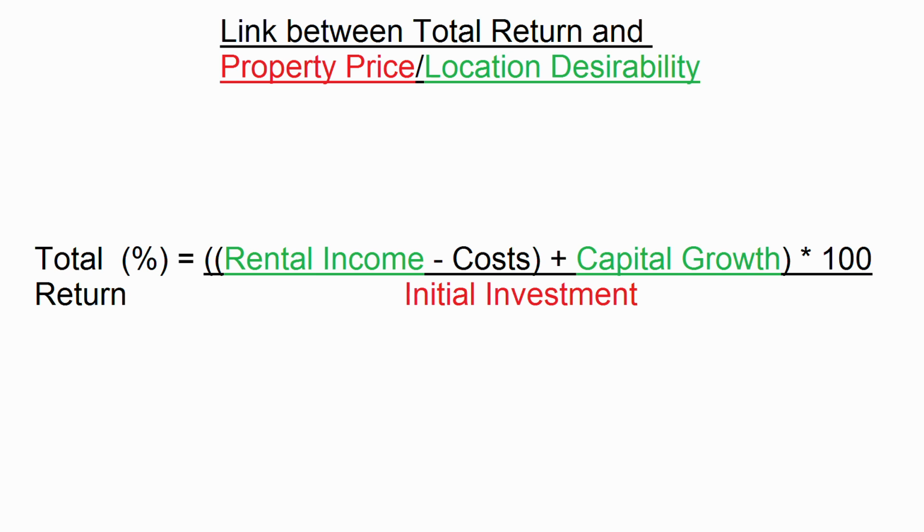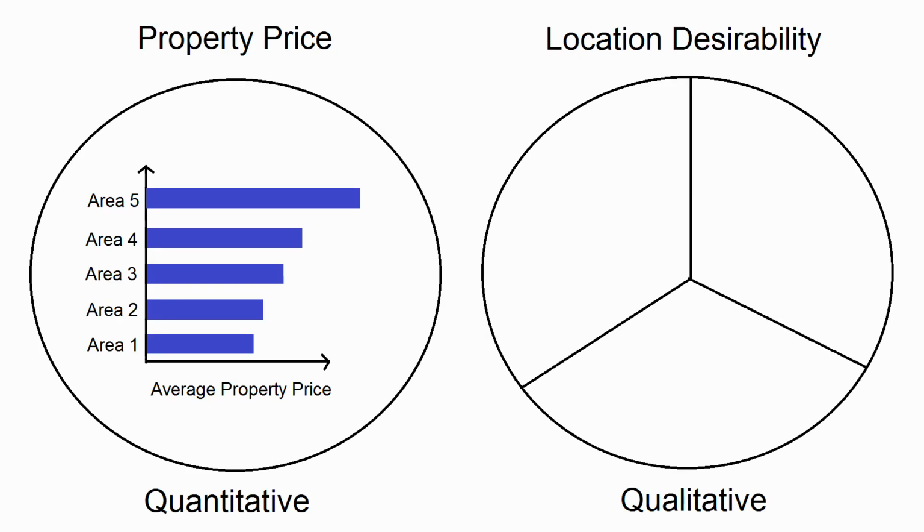This may seem obvious, but it's important to make this link so that we can use data to find where these areas are. While a property price is quantifiable, location desirability is not directly quantifiable.